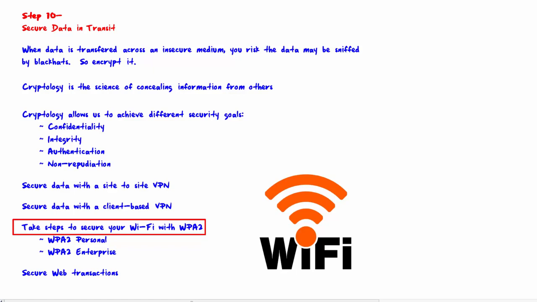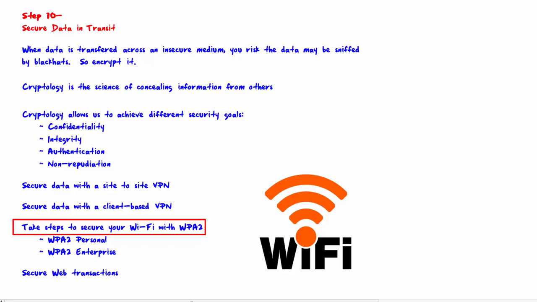WPA2 is built into wireless access points specifically for the purpose. Earlier versions of Wi-Fi security were WPA and WEP, which are now pretty much obsolete, insecure, and should not be used.